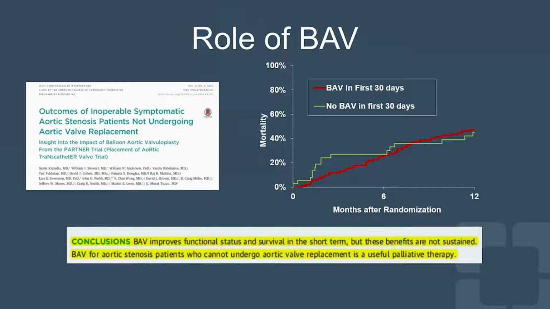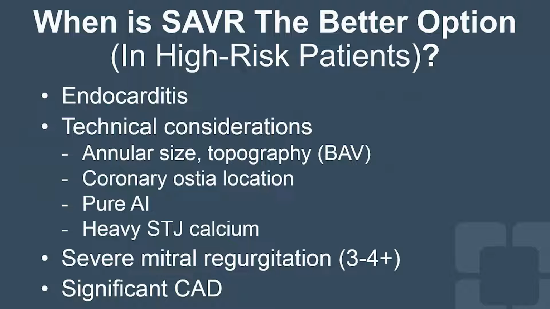Currently, balloon valvuloplasty has really fallen out of favor, and it's only used in a very small subset of patients who are too high risk for TAVR or open surgery. So just to summarize, when is surgical operation a better option for these patients?